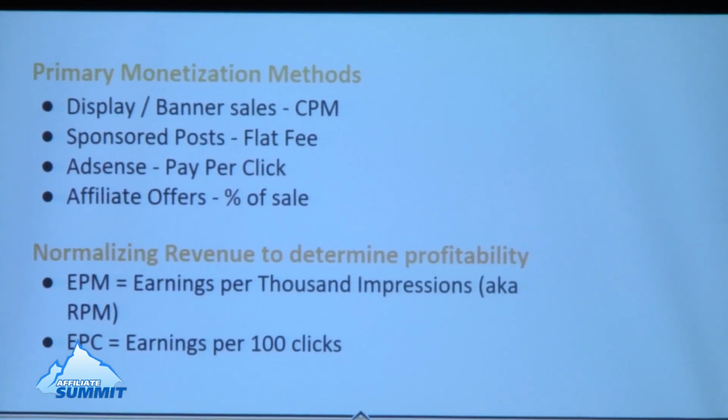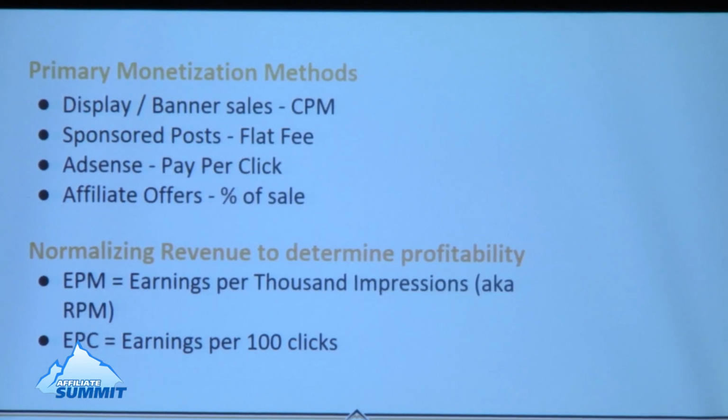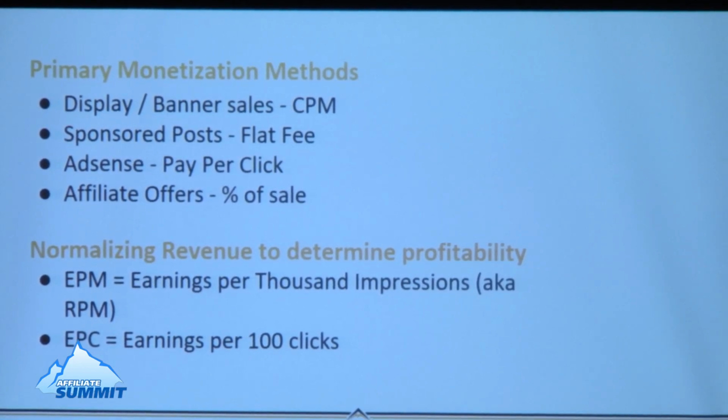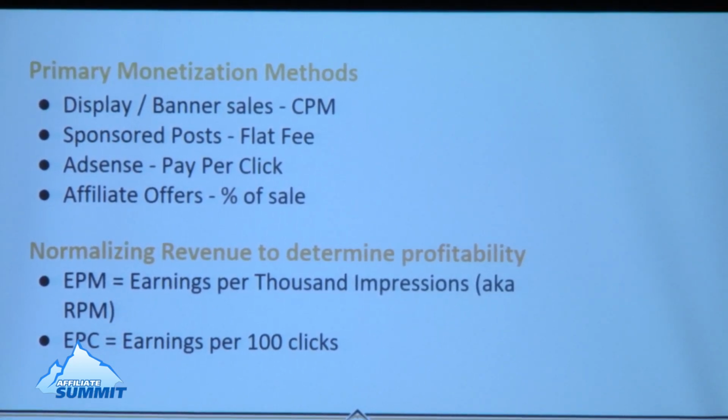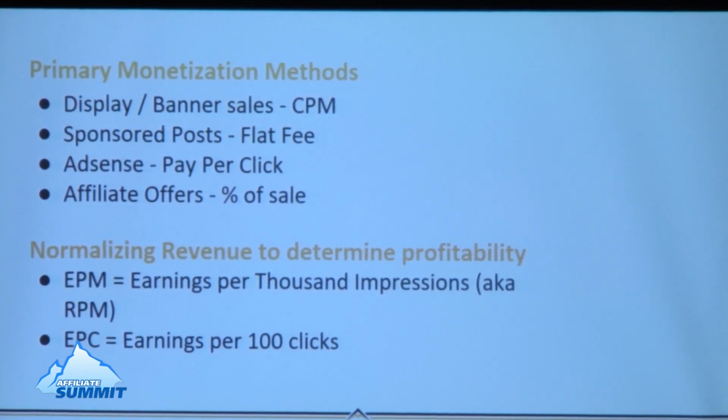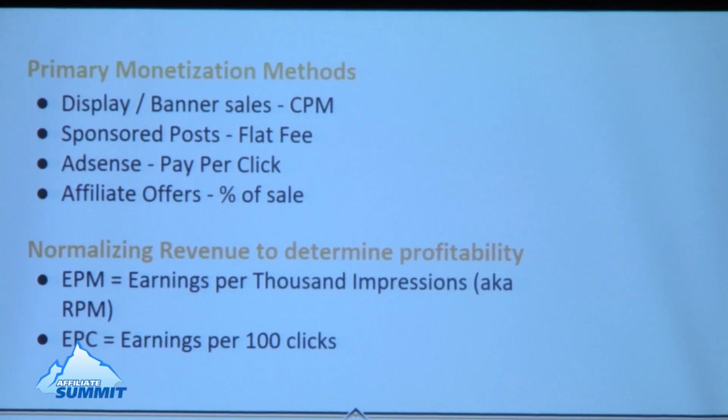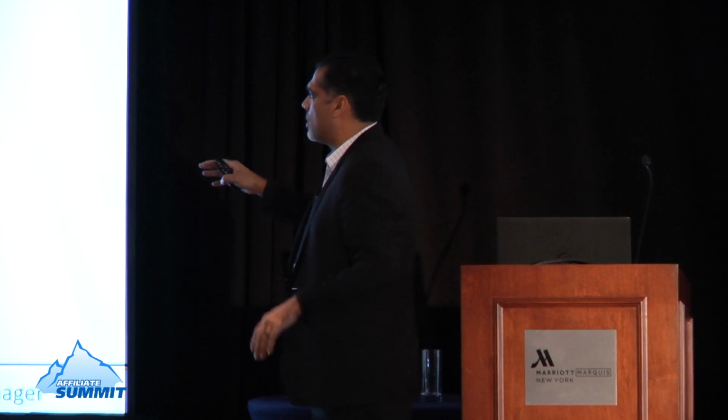So I said before that there's multiple monetization methods, right? So display, sponsored posts, AdSense, affiliate offers. As an affiliate, and this goes to you, this is what I was talking about a little bit earlier with the newspaper stuff, you're going to take a look at it and say, how much am I earning for every eyeball that sees my site? That's what EPM means. How much am I earning for every eyeball that visits my site? Make sense?